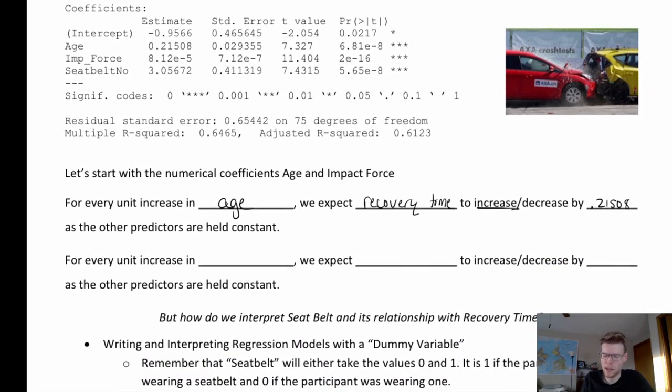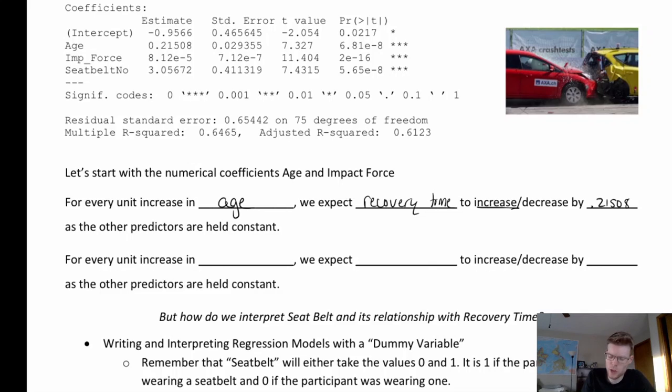We can do the same thing with impact force. So for every 1 unit increase in impact force, we expect recovery time to increase by, and this is a really small number, by the way, 0.000812, because that is 8.12 times 10 to the negative 5. So that means that we have to move the decimal place 5 places, which is what we did there, as the other predictors are held constant.